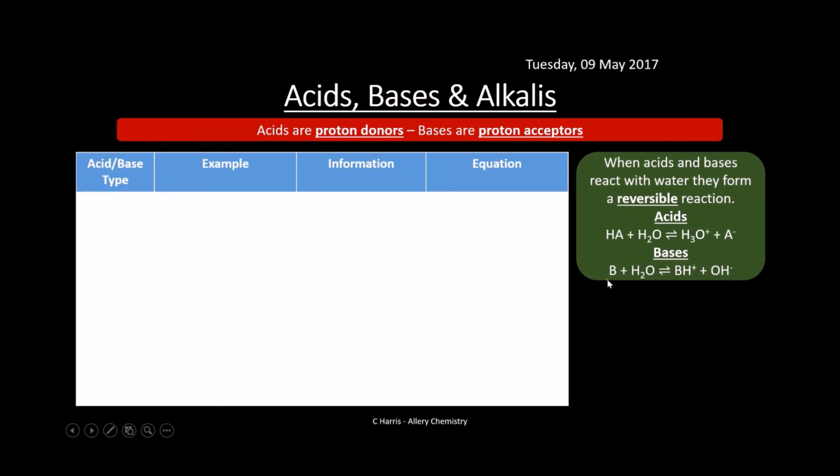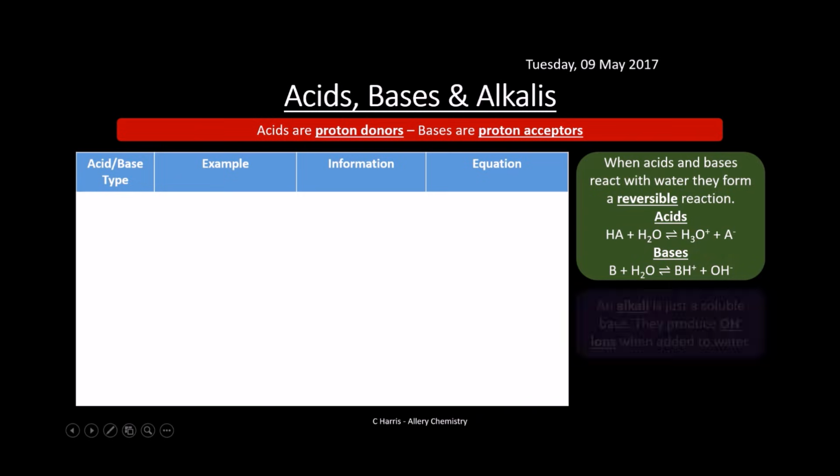Bases are a little bit different. Again, I've used the letter B to represent a base. Reacting with water, it forms BH+ and OH-, and it's the OH- that makes things basic. So we're looking for ions like this. So basically you're looking for either H3O+ or OH-.